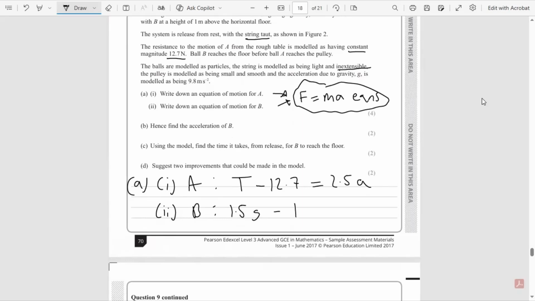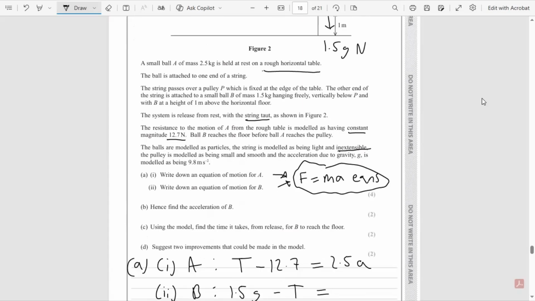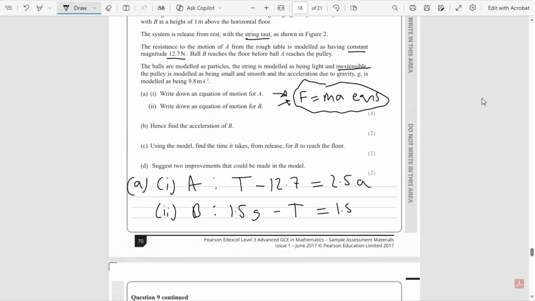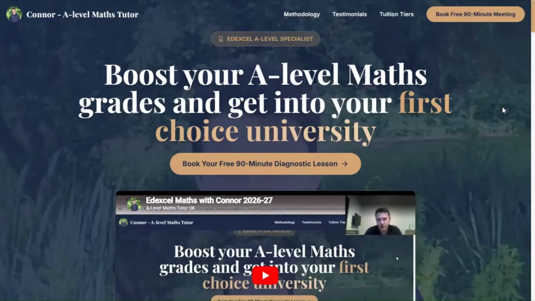And then subtract the tension, the resisting force, and that's equal to the mass, which was 1.5, multiplied by exactly the same acceleration, A. I'll just calculate 1.5 times 9.8 to give a value. So this is 14.7, take away T equals 1.5A. Perfect. I'm going to call this equation 1, and I'll call that one equation 2 as well, because we'll probably need to utilize that in the next question, which we will.